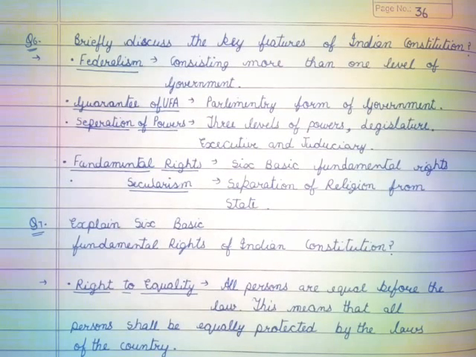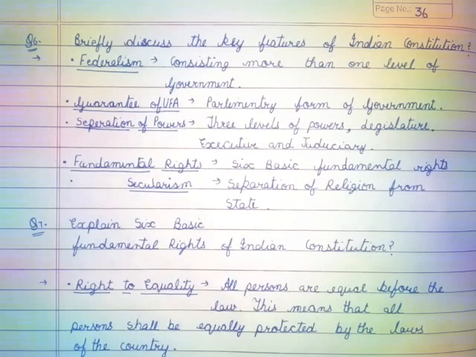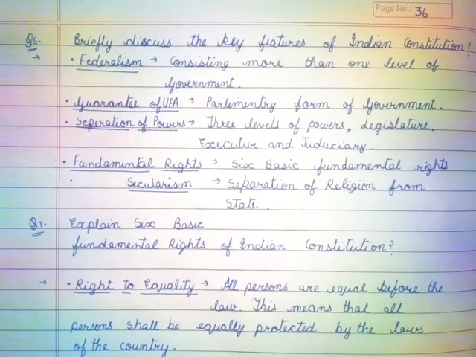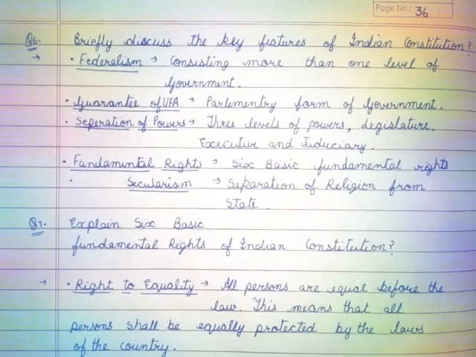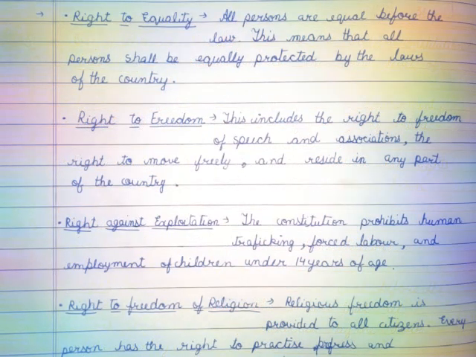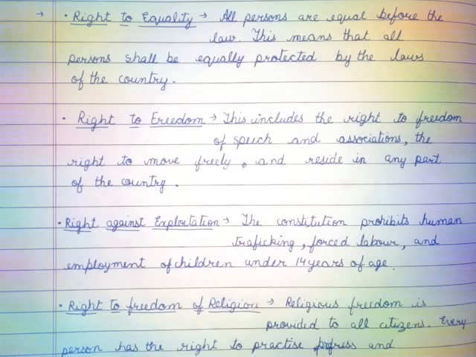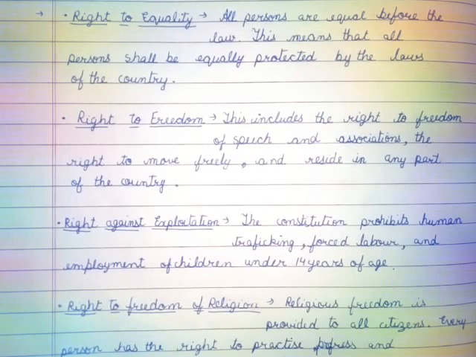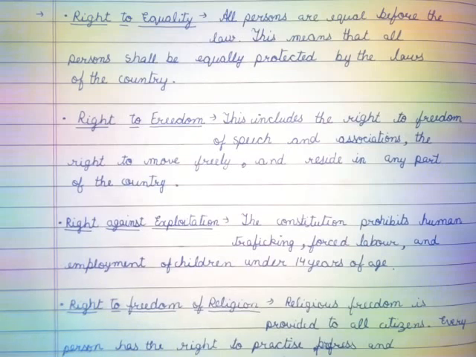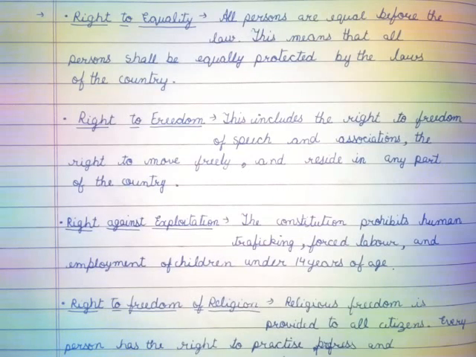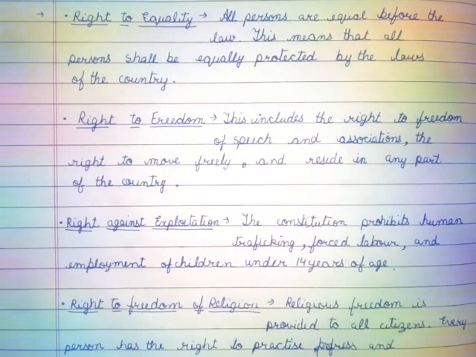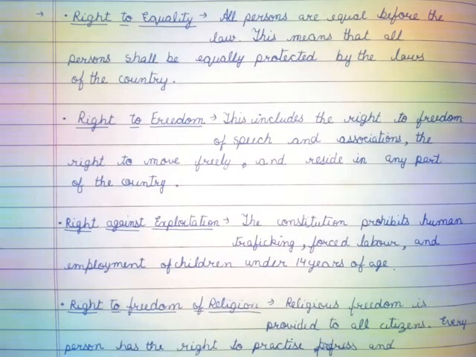Question number 7. Explain the six basic fundamental rights of the Indian Constitution. Answer: Right to equality. All persons are equal before the law. This means that all persons shall be equally protected by the laws of the country. Right to freedom. This includes the right to freedom of speech and association, the right to move freely and reside in any part of the country.